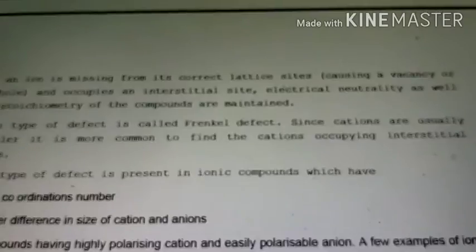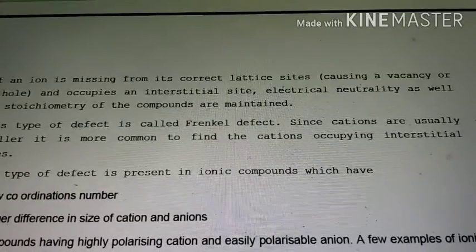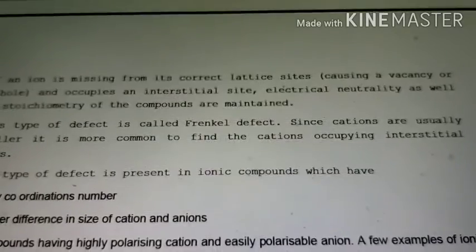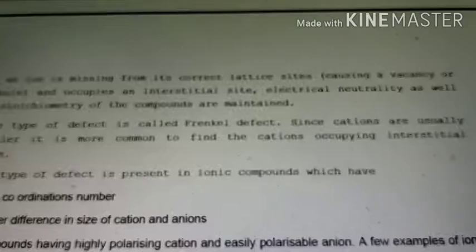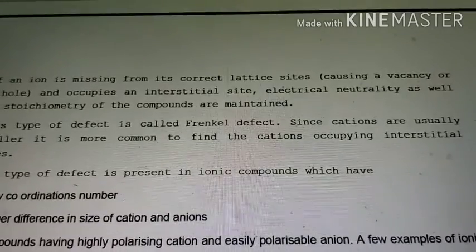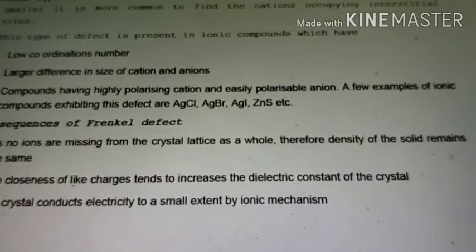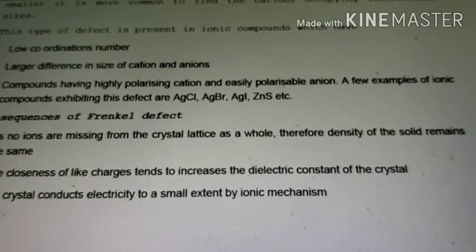Whenever an atom is displaced from its place and it enters interstitially to some other place, if it moves from one place and stays somewhere else in the arrangement, it's called the Frenkel effect. Whenever the Frenkel effect is there, it has a low coordination number and a large difference in size. In this way, many different defects may occur.